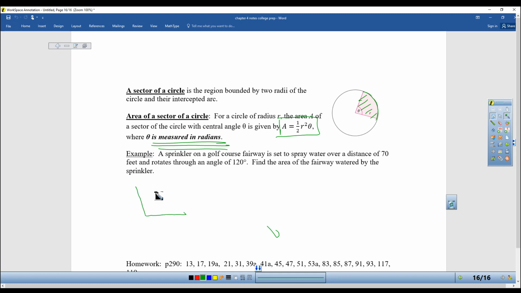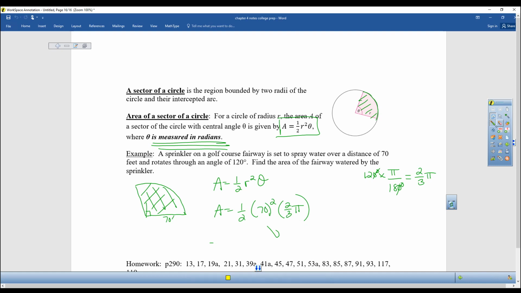So 120 degrees would be bigger than 90, and it goes out 70 feet. So we want to find this area right here. I use area equals 1/2 r squared theta. r is 70, and theta, you do have to stop and figure that out. For 120, my conversion factor is pi over 180. Now the degrees cancel, and the zeros cancel, and it reduces by 6 to give me 2/3 pi.